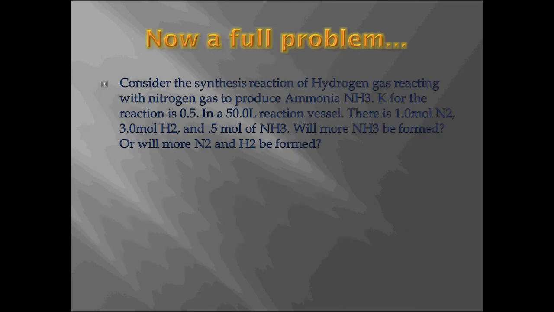Now a flow problem. Consider the synthesis reaction of hydrogen gas reacting with nitrogen gas in order to produce ammonia, NH3. The K for this reaction is 0.5. In a 50-liter reaction vessel, there is 1 mole of nitrogen, 3 moles of hydrogen, and half a mole of ammonia. Will more NH3 be formed, or will more N2 and H2 be formed?